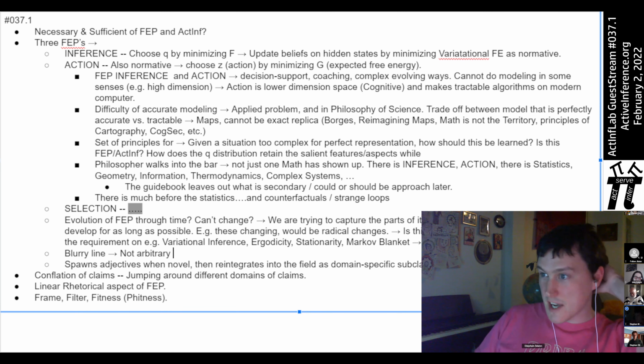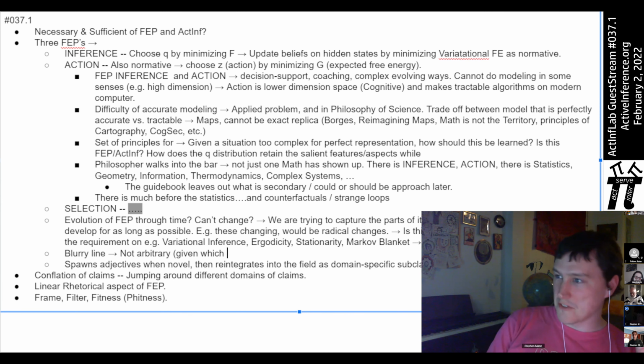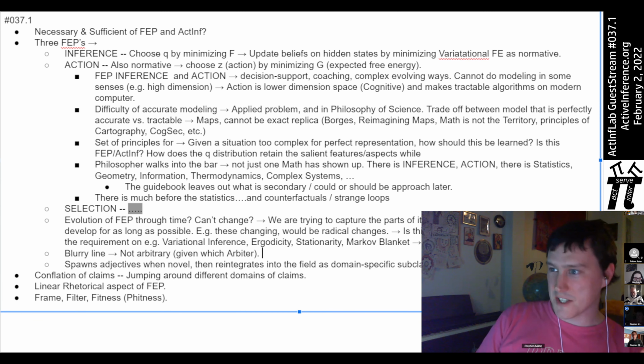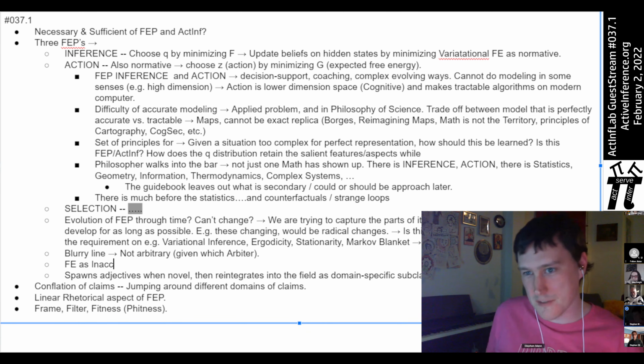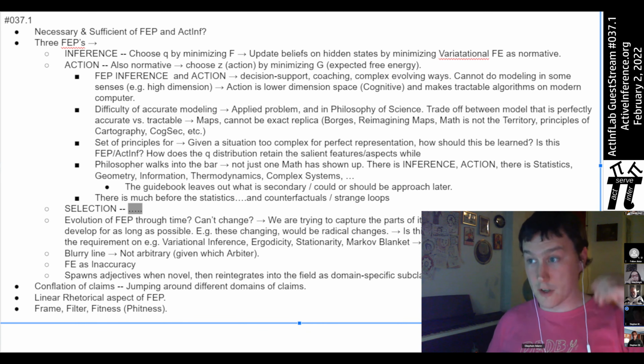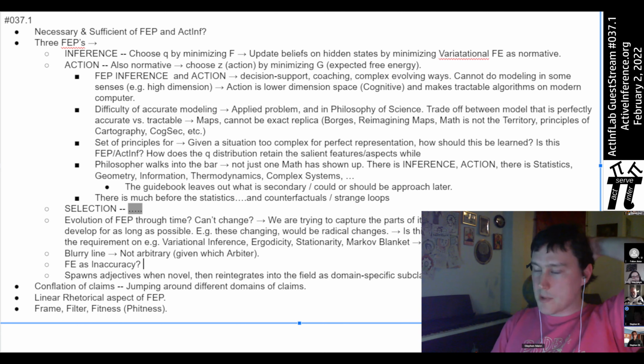Let me just leave to the side for a moment the description of free energy as inaccuracy. I'll come back to that because I'm interested in picking up what you think about the different interpretations of the function f. But I'll try and go back to the idea of ergodicity.